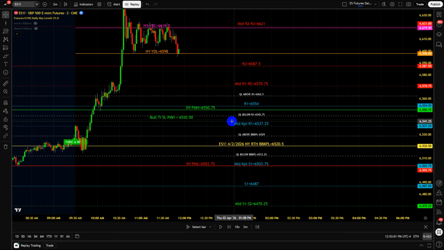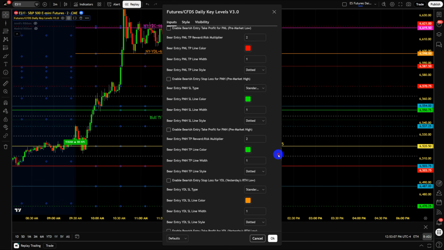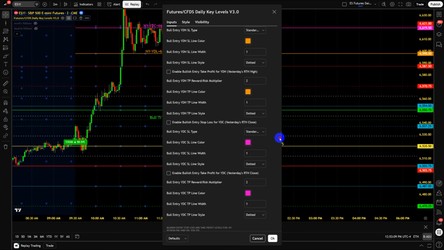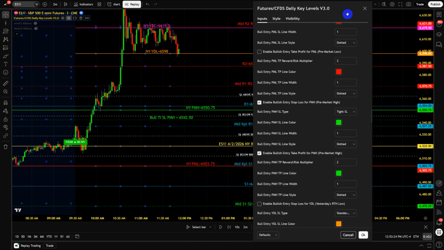Okay, so now we'll just look at the take profit on this trade. So we'll go back to the user control panel. We go down to the bullish section. You see here, enable bullish entry take profit. So the reward risk multiplier is here. You simply turn on that. It's set to a default of 2. So there would be your take profit here on a reward risk multiplier of 2.